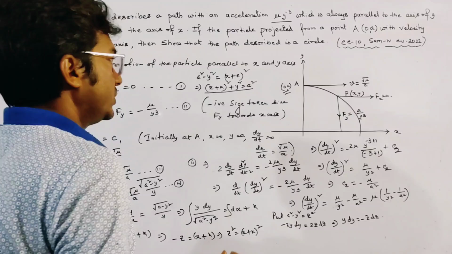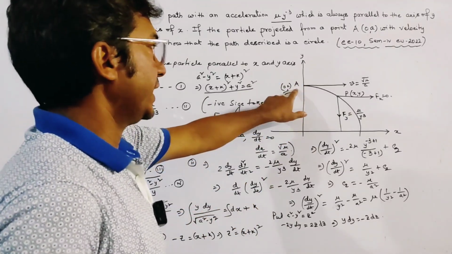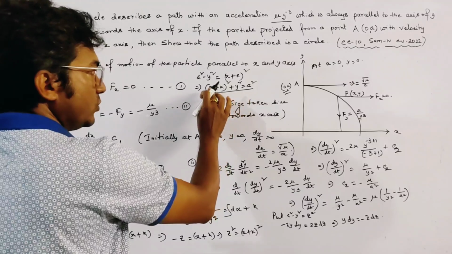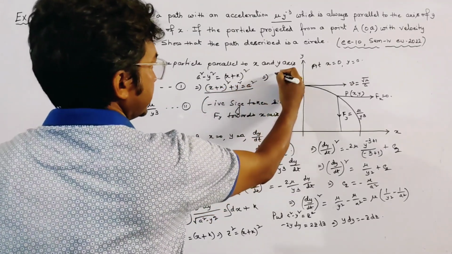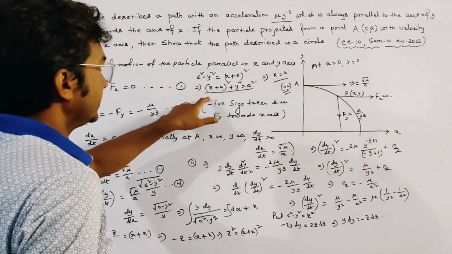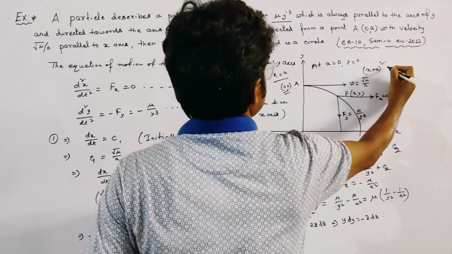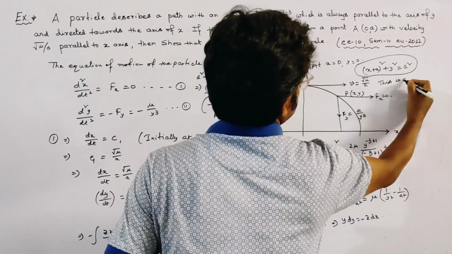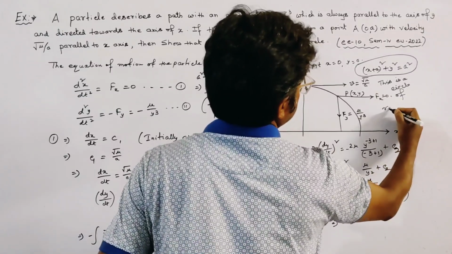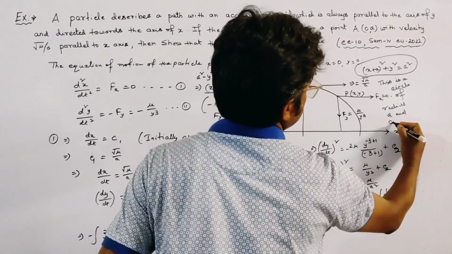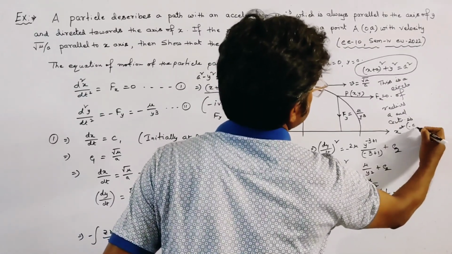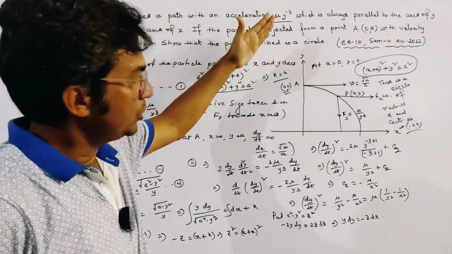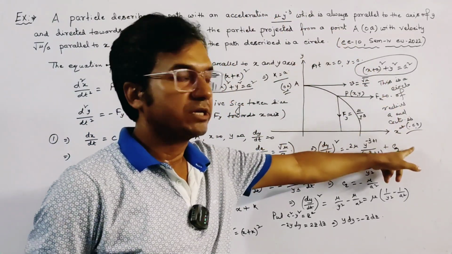Now we use again the initial condition at A: we put x equal to 0 and y equal to a, and then we get k equal to a. So the equation becomes x plus a whole square plus y square equal to a square, and this is a circle of radius a and center at minus a comma 0.